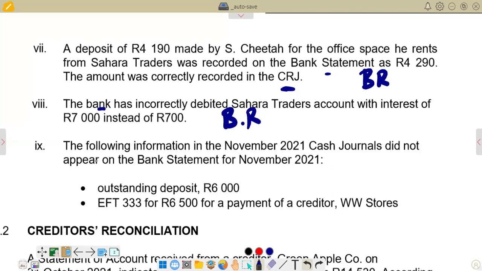For the last one, the following information on the one page did not appear on the bank statement. See, this is an error again on the bank statement. We've got some outstanding amounts that are not entered on the bank statement that we need to update. So this also is going to affect our bank reconciliation. So it means we finished what is affecting our bank account.